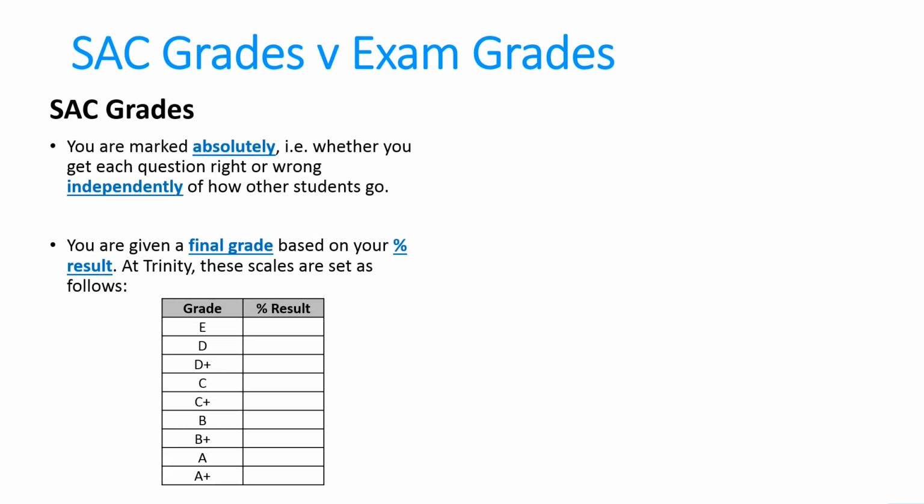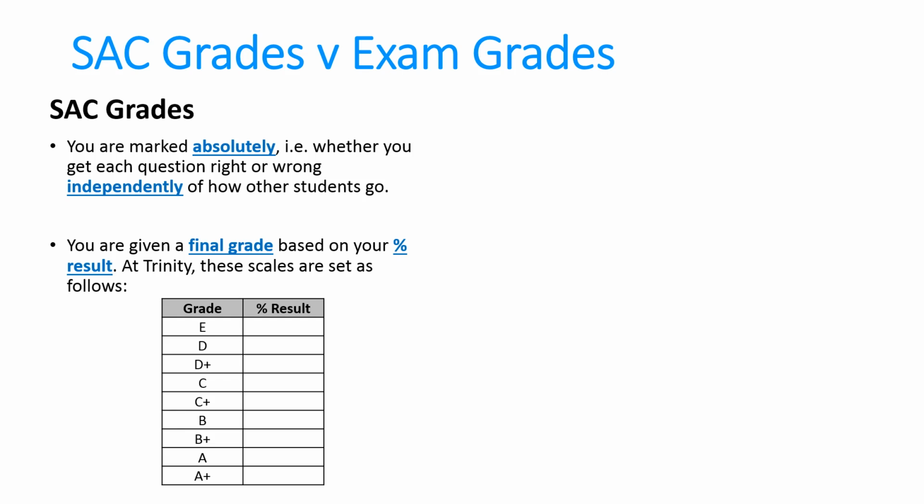Depending on your school, your SAC grades will be marked absolutely, and basically what that means is you're marked independently of how other students go. You either get the question right or you get it wrong. It doesn't really matter what the other student got. Then what you're given is a final grade based on your percentage.